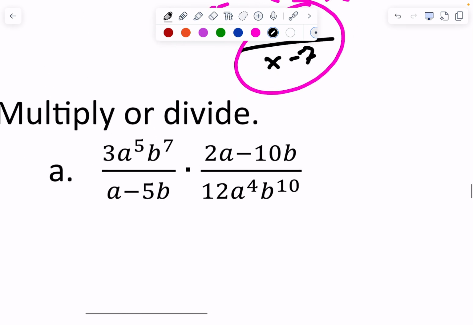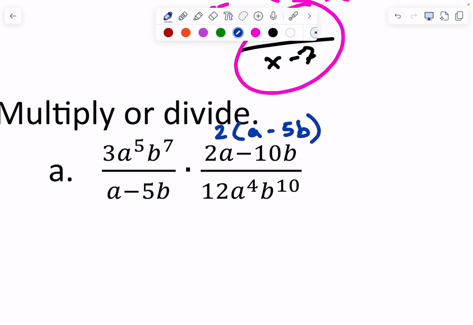All right, 15. Multiply or divide. This one's multiply, so we just leave it alone, except we are going to break stuff down, if we can. Will 3a to the 5th b to the 7th break down? You can't do anything to break it down individually. The 3 and the 12, you can't. This guy, will he break down? Yes. Take a 2 out. a minus 5b.